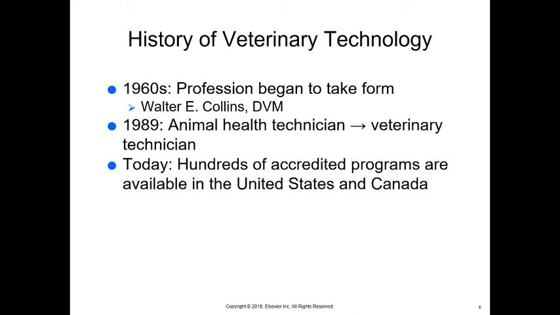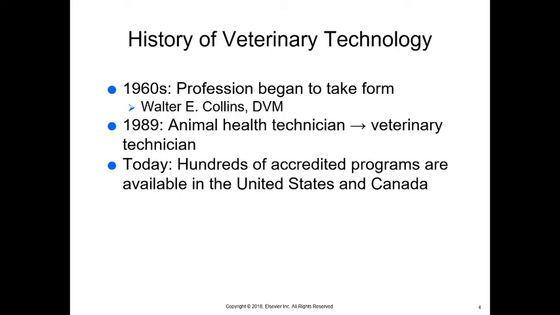So he created the animal health technician and created the first school to teach animal health technicians to become important paraprofessionals. In 1989, the name animal health technician was changed to veterinary technician to better describe that they work alongside veterinarians. And today we have hundreds of accredited programs available in the United States to train veterinary technicians.